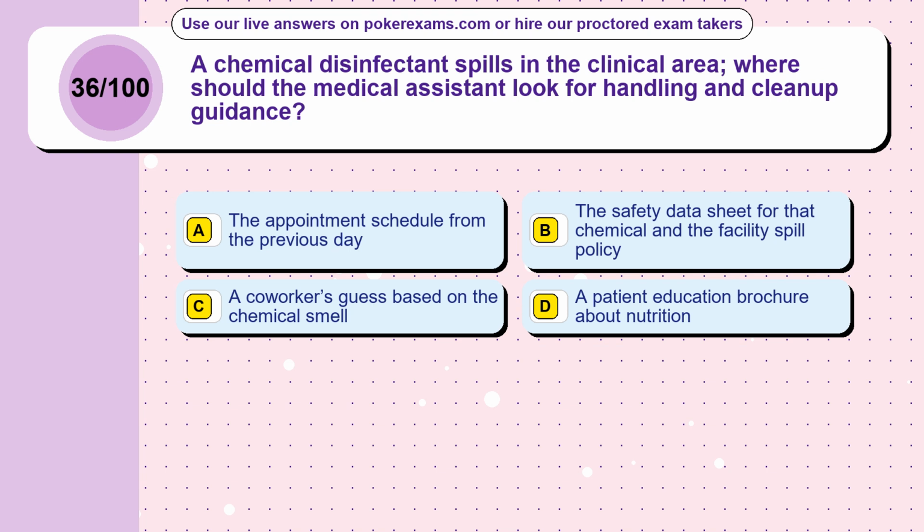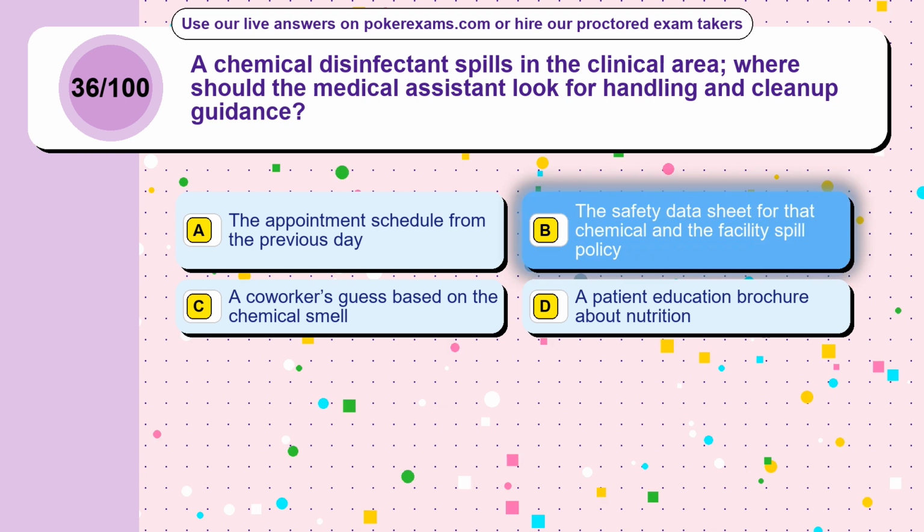Question 36. A chemical disinfectant spills in the clinical area. Where should the medical assistant look for handling and cleanup guidance? Option A. The appointment schedule from the previous day. Option B. The safety data sheet for that chemical and the facility spill policy. Option C. A coworker's guess based on the chemical smell. Option D. A patient education brochure about nutrition.